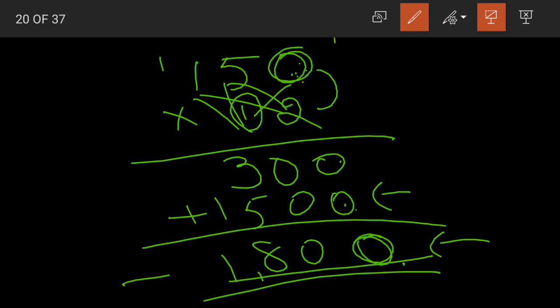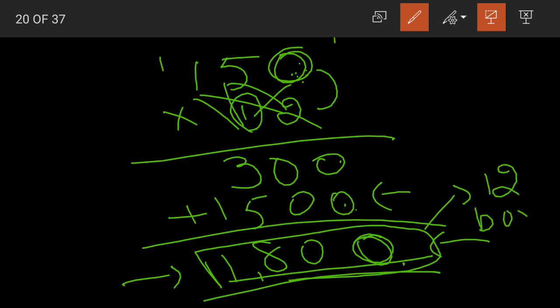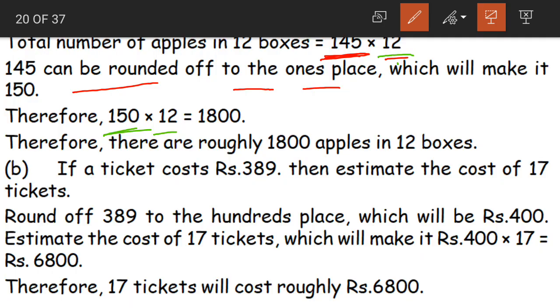There are roughly 1800 apples in 12 boxes. As this number is 0 here, we are rounding off. The multiplication became easier. Yes, there are roughly 1800 apples in 12 boxes. Clear children?